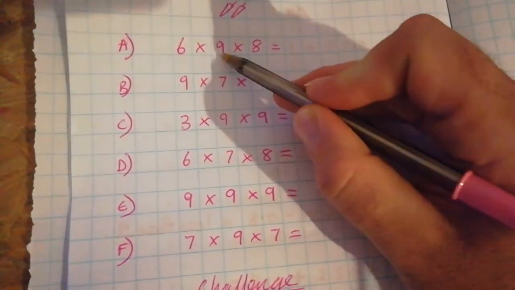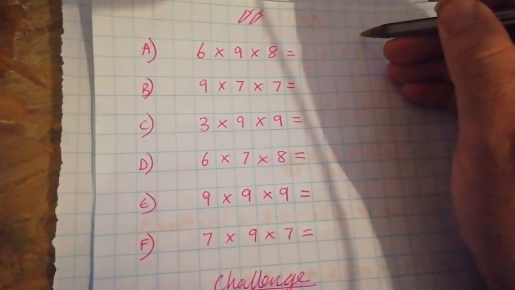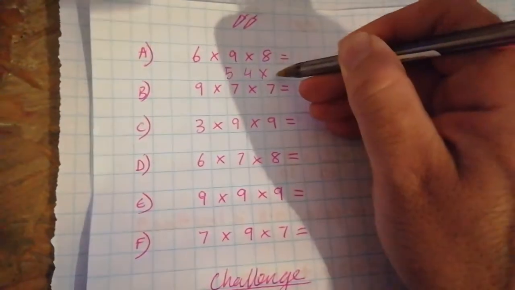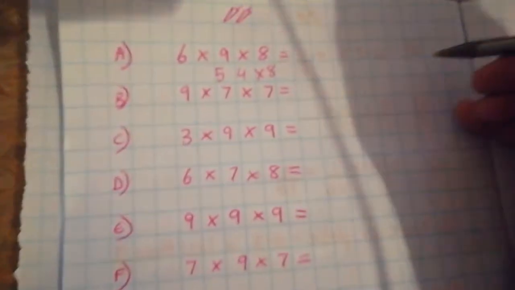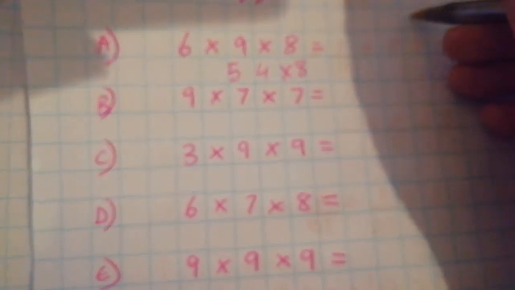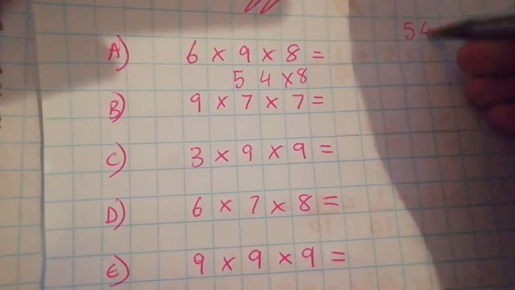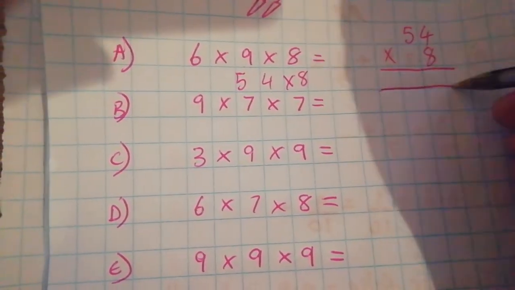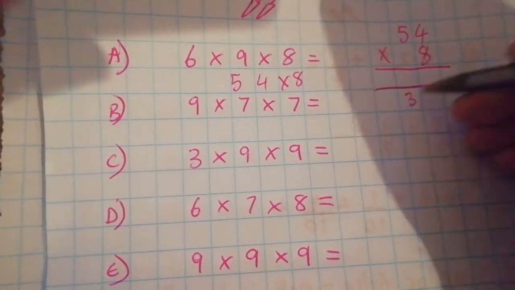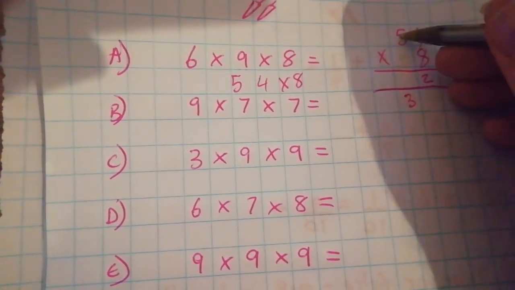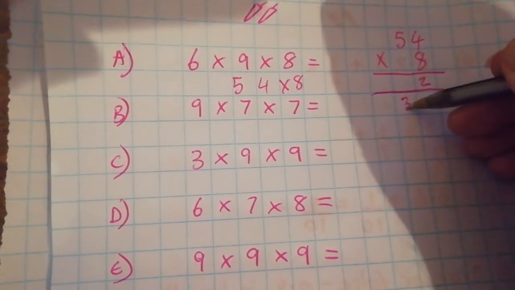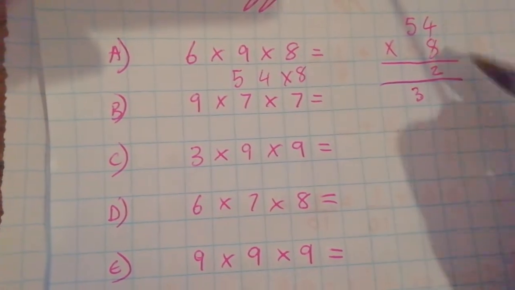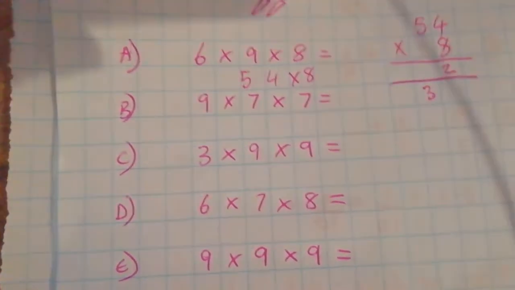Because I know that 6 times 9 is going to be 54. And I still have to multiply that by the 8. So I'm going to write that out in a more formal way. 54 multiplied by the 8. 4 times 8 is 32. Finish it off with 5 times 8, and don't forget to add this on. And I'm not going to tell you the answer, you figure it out. But you may need to do this extra step. Well, you will need to.